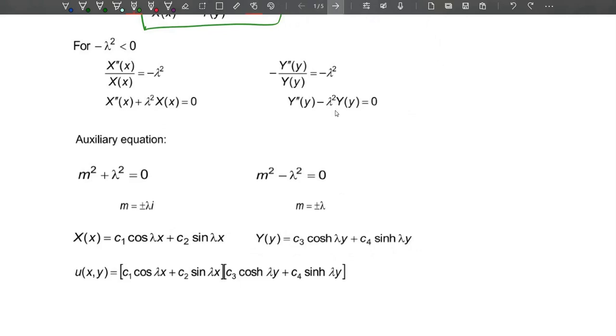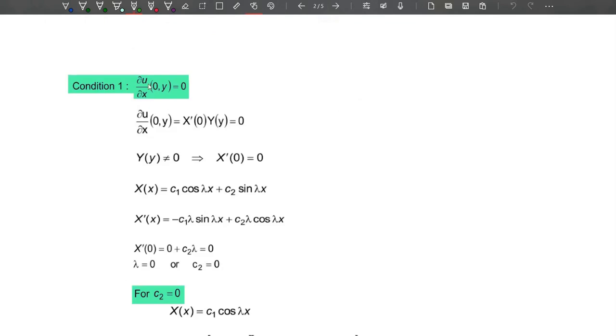Next, we want to apply the first boundary condition, which is del u over del x at (0, y) equal to 0. This can also be written as u_x(0, y) equal to 0. That means we need to differentiate u with respect to x. Del u over del x at (0, y) is equal to X prime of 0 times Y of y equal to 0. Y of y does not equal to 0, which means X prime of 0 equal to 0.